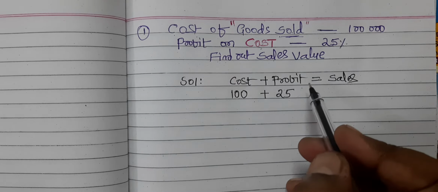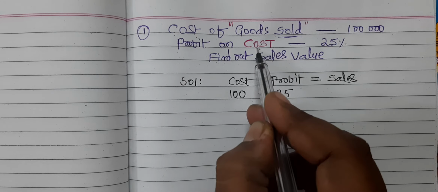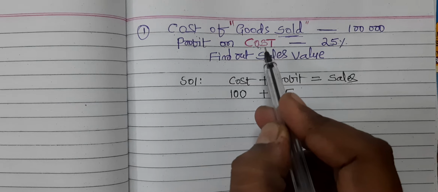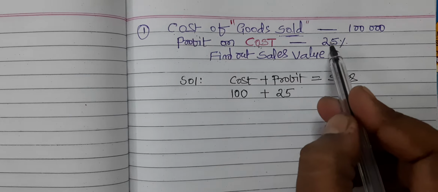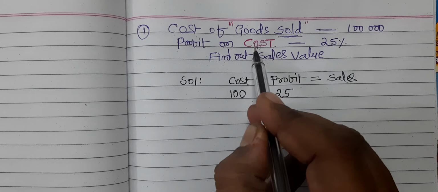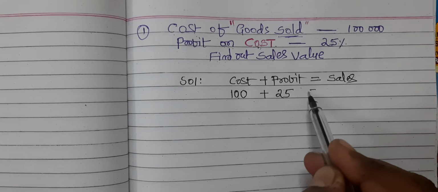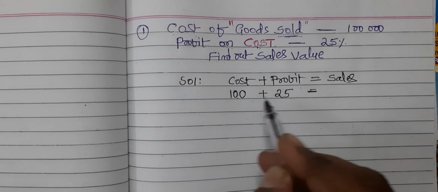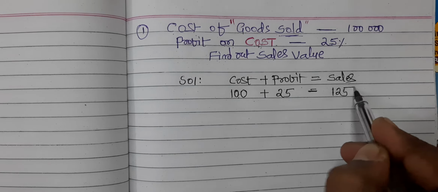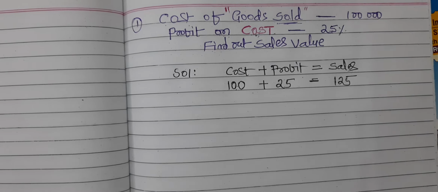Why is cost equal to 100? Because profit is given on what? On cost. Do you know cost? Yes, I know cost. So when profit on cost is given, that cost you assume 100. Then sale is equal to cost plus profit. Sale is equal to 125. Now the equation is completed.